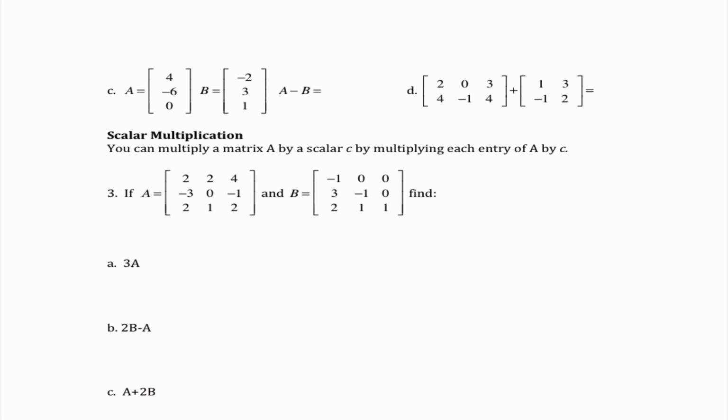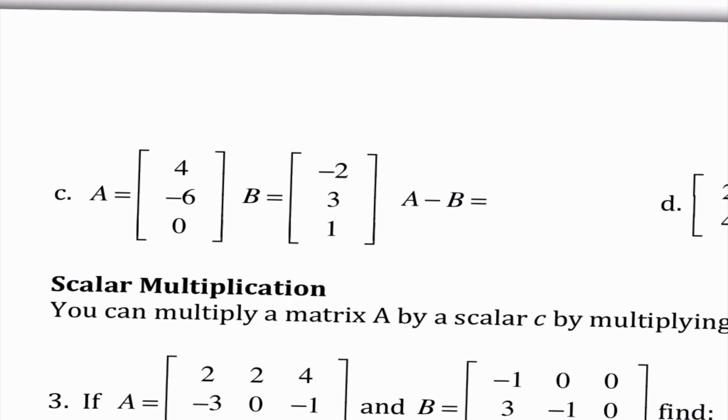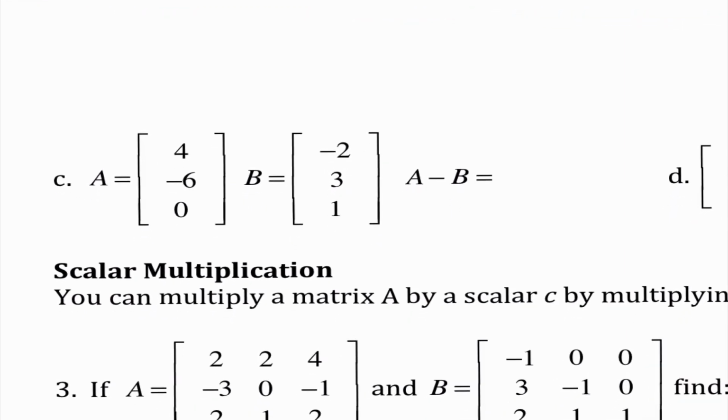For C and D, this shows the other way that we will see our notation. So notice it defines matrix A and matrix B, and then it tells me to do A minus B. So I'm going to do 4 minus negative 2. 4 minus negative 2 would be like 4 plus 2, which gives us 6. And I want to point out the reason why I can combine these two is because this is a 3 by 1 matrix, and this is also a 3 by 1 matrix. Negative 6 minus 3 would be negative 9. 0 minus 1 would give us negative 1.